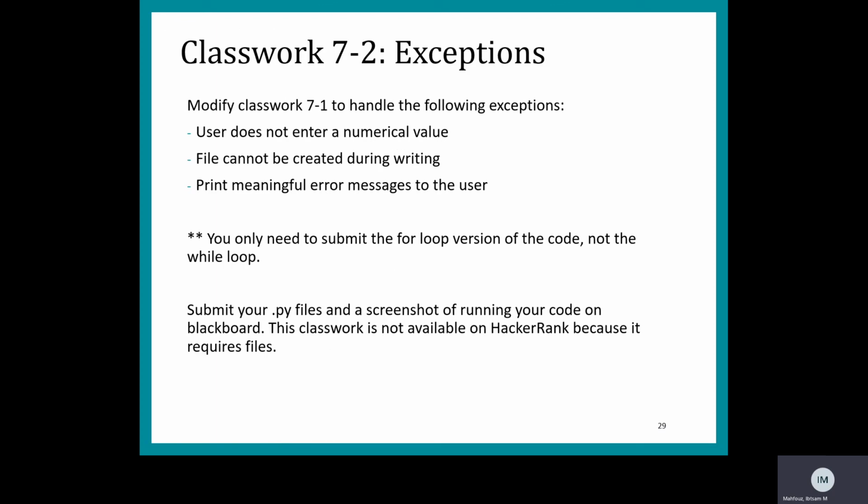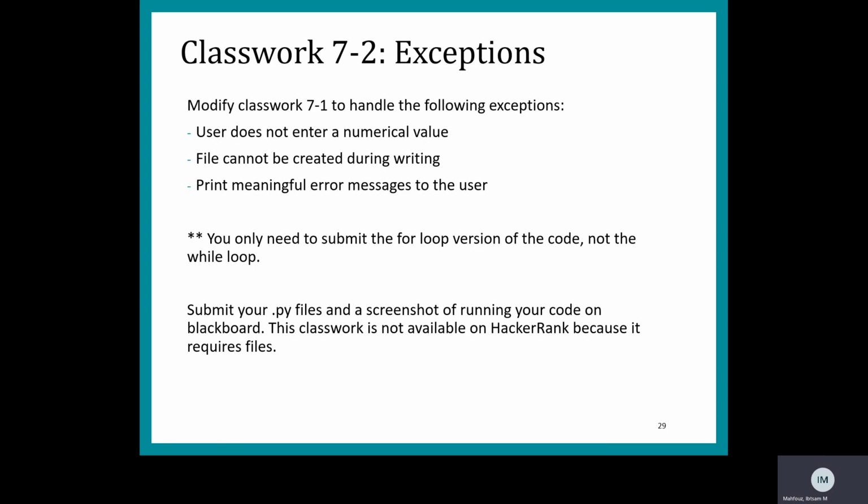Now for the classwork for today, what I want you to do is modify the classwork that you did for 7.1. So you need to make sure you finish 7.1 first and get it to work. Now, I want you to handle the following exceptions. Handle the exception if the user entered a value that's not a number. Handle the exception if the file cannot be created during writing. Let's say the user said to create it on the G drive and there's no G drive. And I want you to print meaningful error messages to the user so that they can know what happened. Was it a number that they entered that was wrong? Or was the problem with the writing of the file?